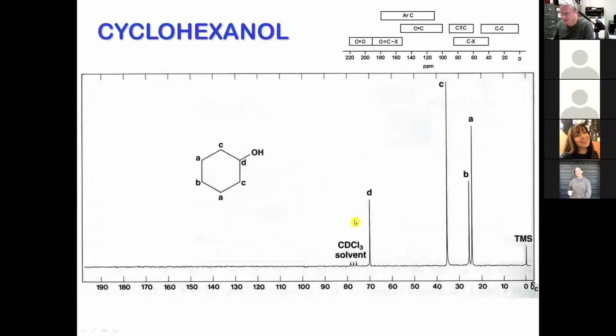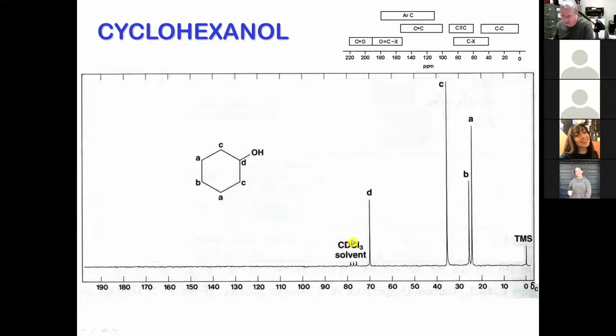Cyclohexanol, similar kind of thing. Cyclohexanol is just another 6-member ring with an OH on it. And which is the downfield one? It's the CH with the oxygen on it. The CH with the oxygen, that's D.